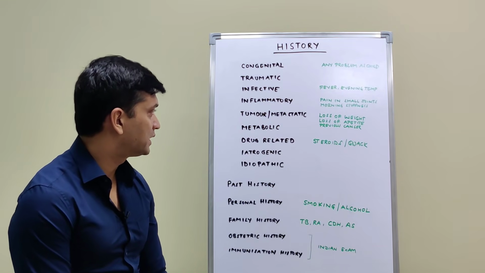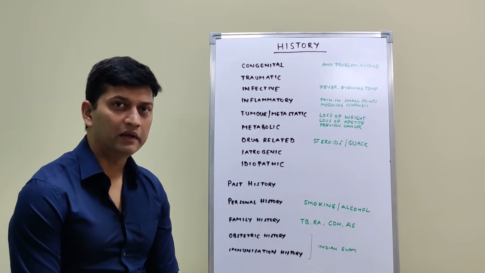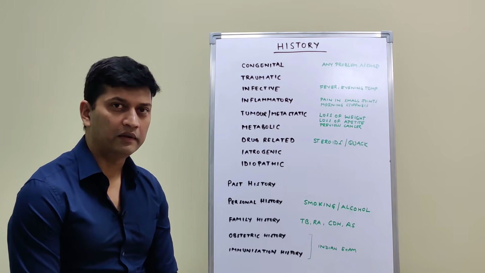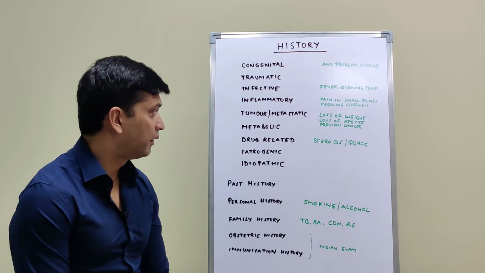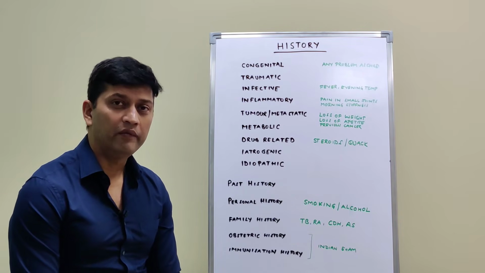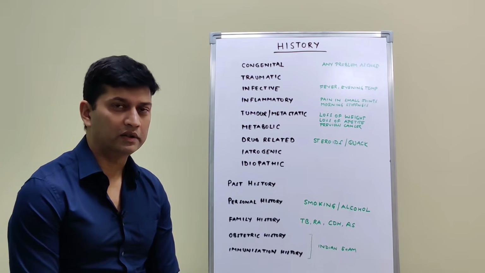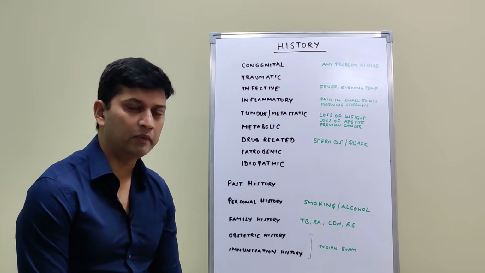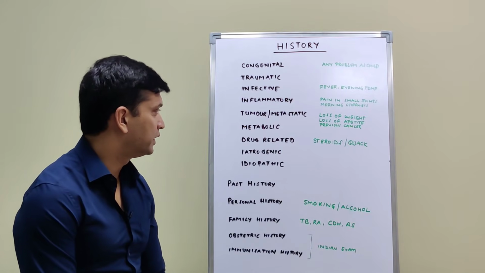Now, tumor or metastatic causes are uncommon, but somebody who is elderly, who gives a history of pain, loss of weight, pain getting worse, or loss of appetite, then you must keep this at the back of your mind, or somebody who has had treatment for cancer in the past. So these are important histories.